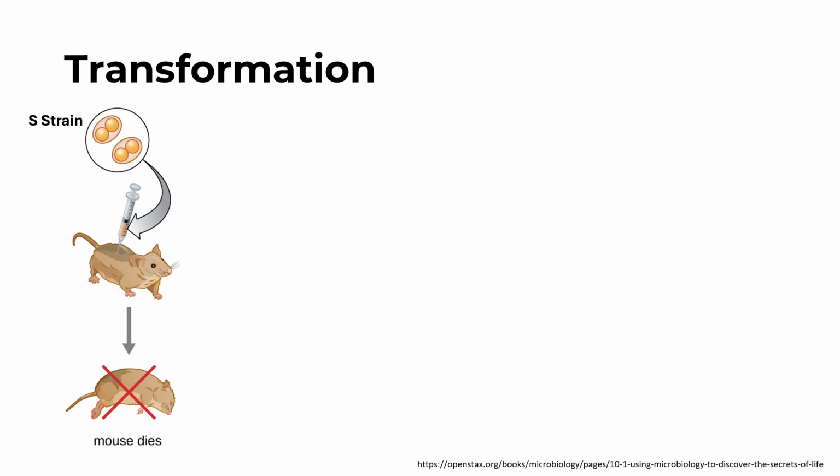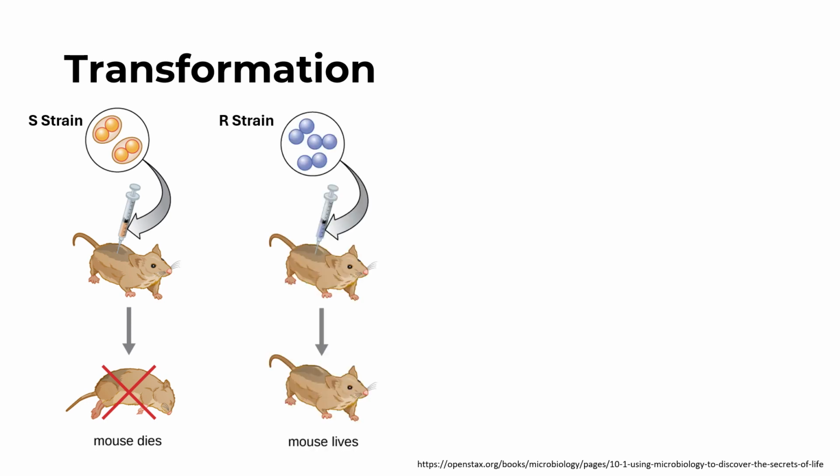A second, non-encapsulated strain does not cause disease in mice. This strain is called the R strain because its colonies appear rough in texture. Frederick Griffith experimented with using the R strain as a vaccine against the disease caused by Streptococcus pneumoniae. Right? So he injected the R strain into mice.